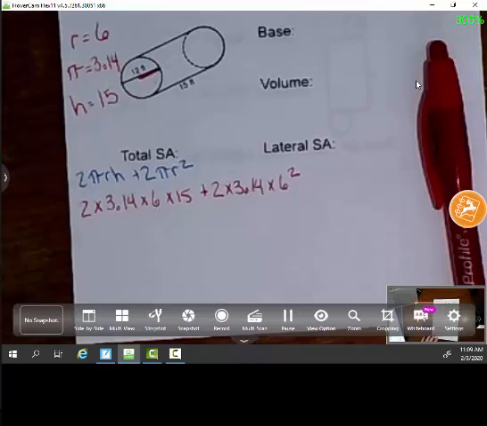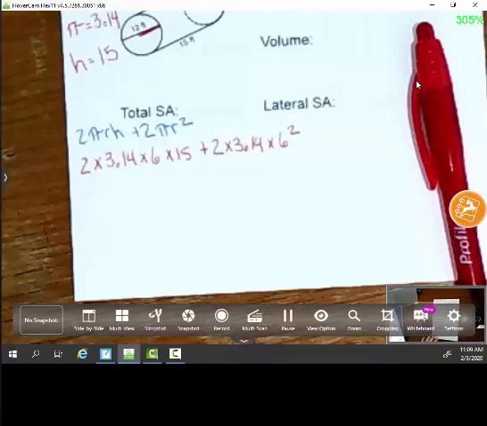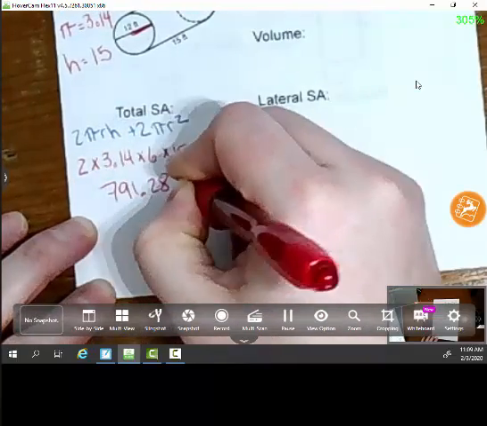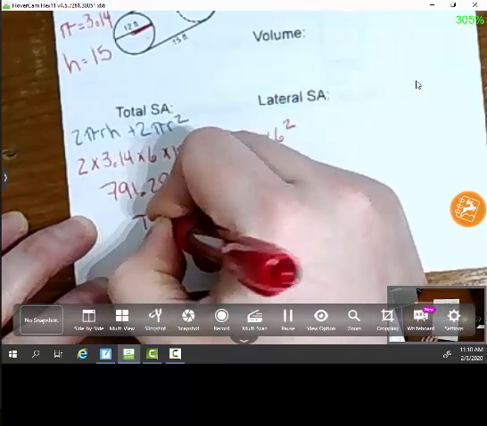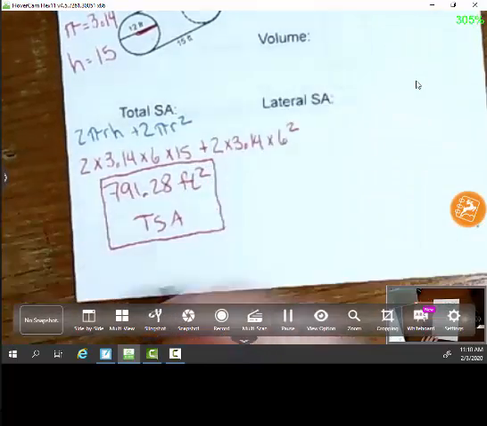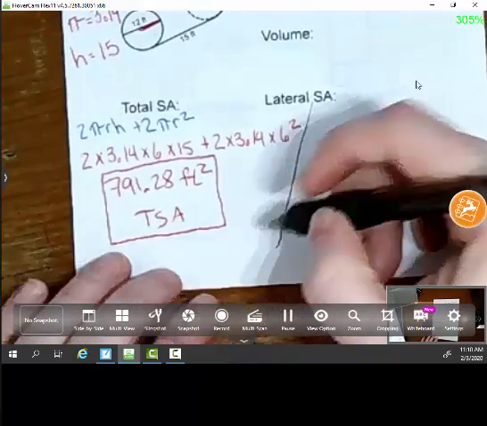Look up and make sure you've got all of your numbers in the correct spots. What's the answer? 791.28. Perfect. 791.28 feet squared. And that is total surface area. Okay, try to find lateral surface area. Remember, it's this first piece.